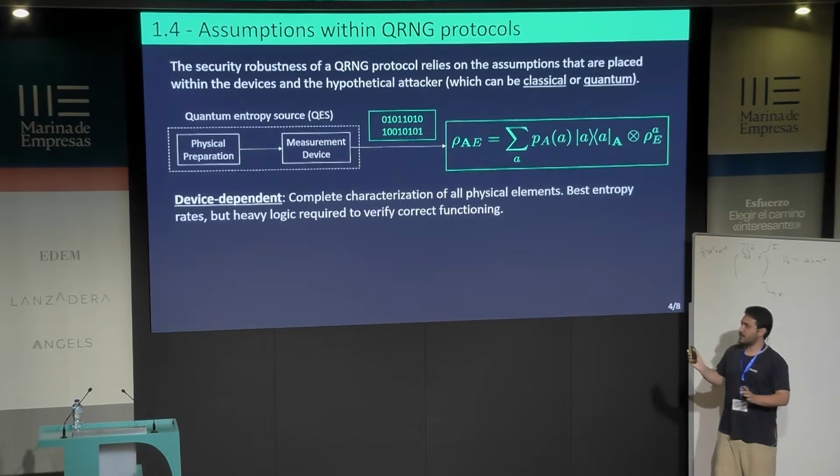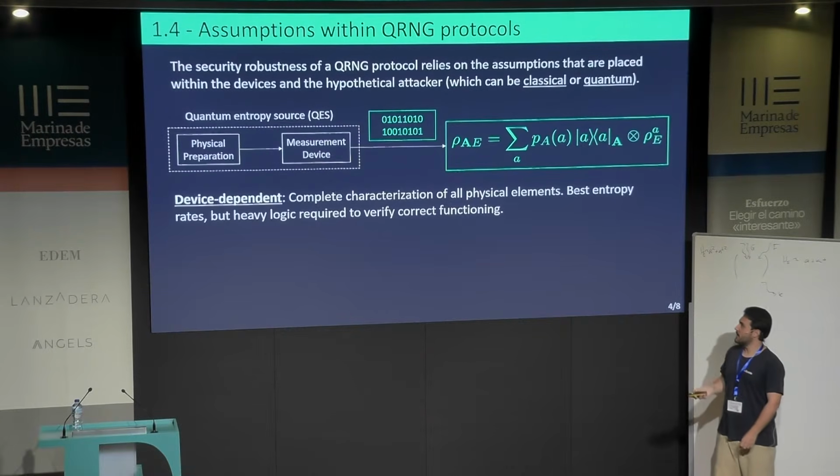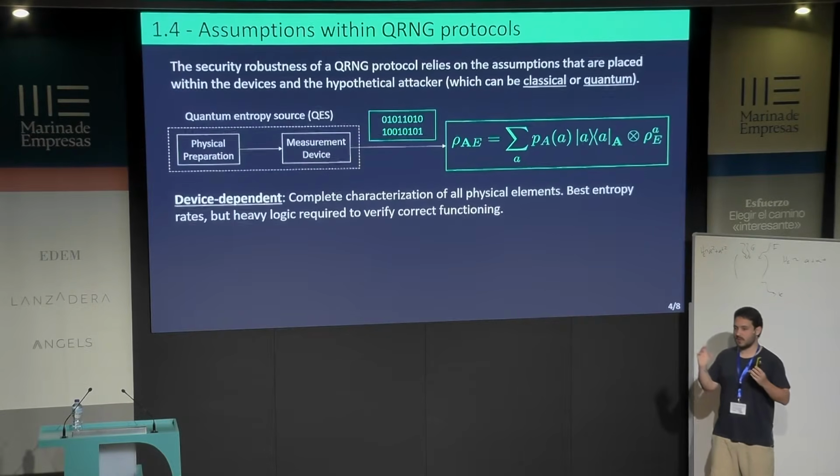The simplest kind of scenario is the device-dependent one, which Rafael mentioned before, where we give an explicit description of all the parts of our device. So we give an explicit description of the quantum state that we prepare and the measurement that we implement. This gives the best results in terms of entropy, and it's the easiest to implement in practice, but it requires a lot of logical elements to verify that the assumptions hold. And the part of the trust is related to the possible noise, either in the preparation or in the measurement. So if we allow the adversary to be correlated with this noise, we would say that that specific part of the device would be untrusted.